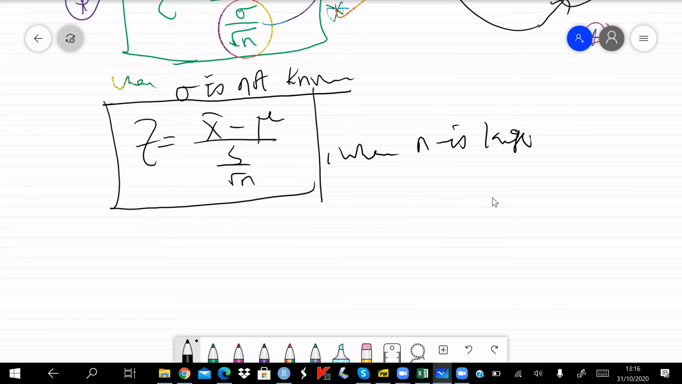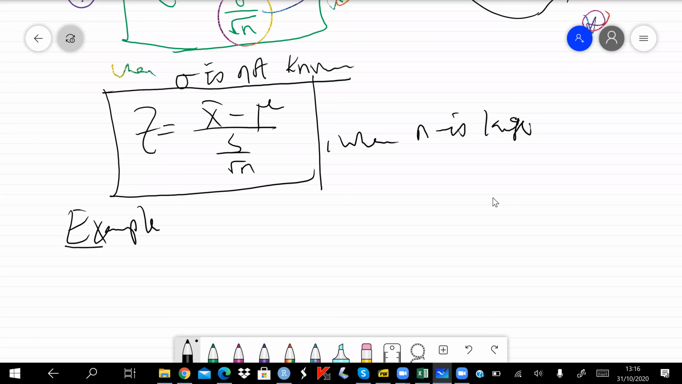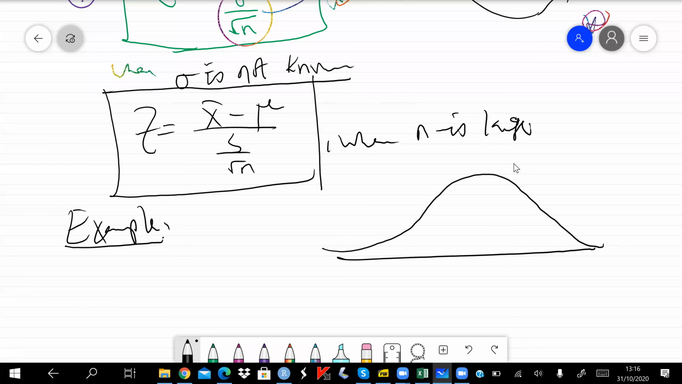So let's have some examples. I want us to do some things that we mentioned in class the other day when we were introducing ourselves to the normal distribution. Remember we said that 68% of the distribution lies within one standard deviation of the mean. We said approximately 68% will lie between here, like that.